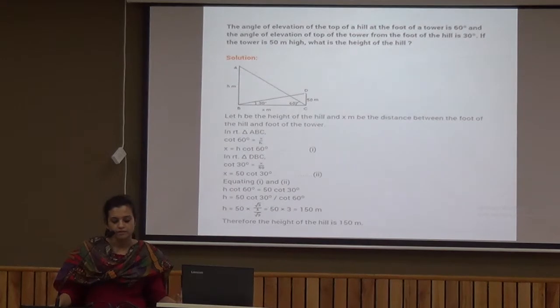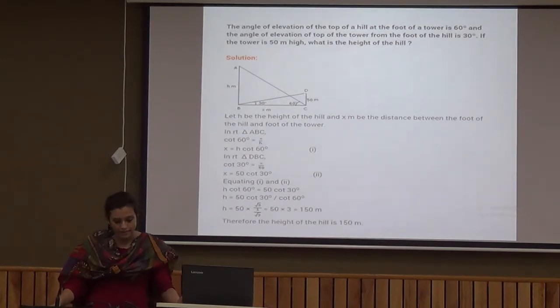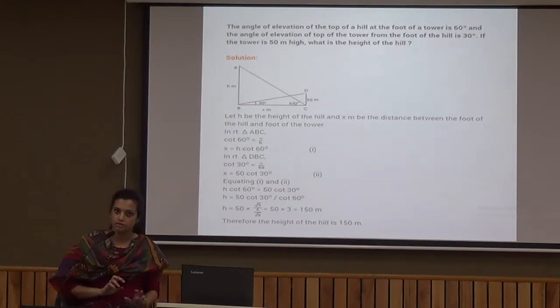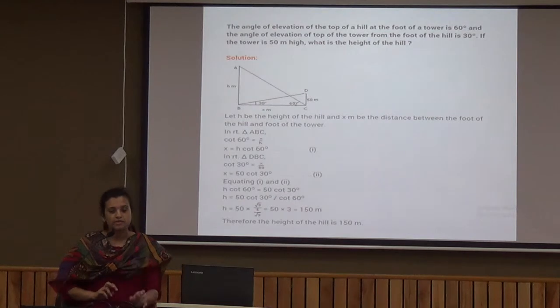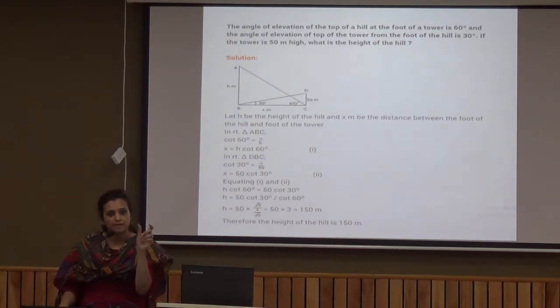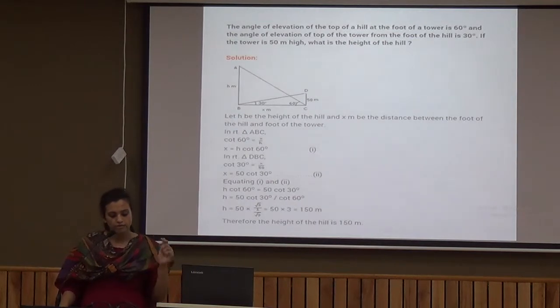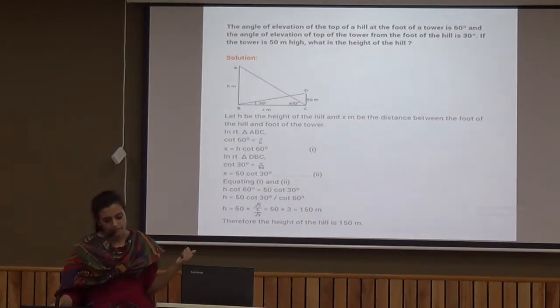So in right angle triangle ABC, cot 60 is going to be X upon H, right? And X is H cot 60. Now why are we finding the value of X here, children? X is the common term which is used in both the triangles. So in right triangle ABC, you have cot 60 is X upon H, and in triangle BDC or DBC, cot 30 is going to be X upon 50.